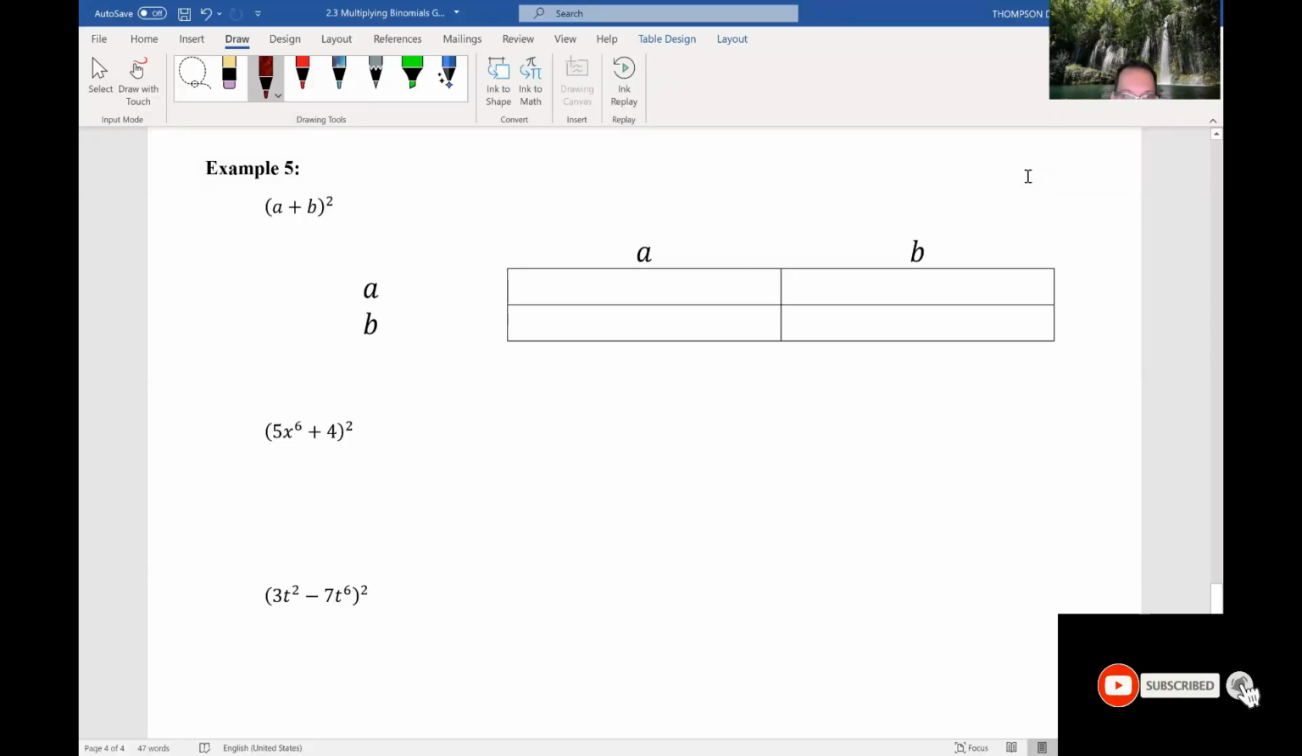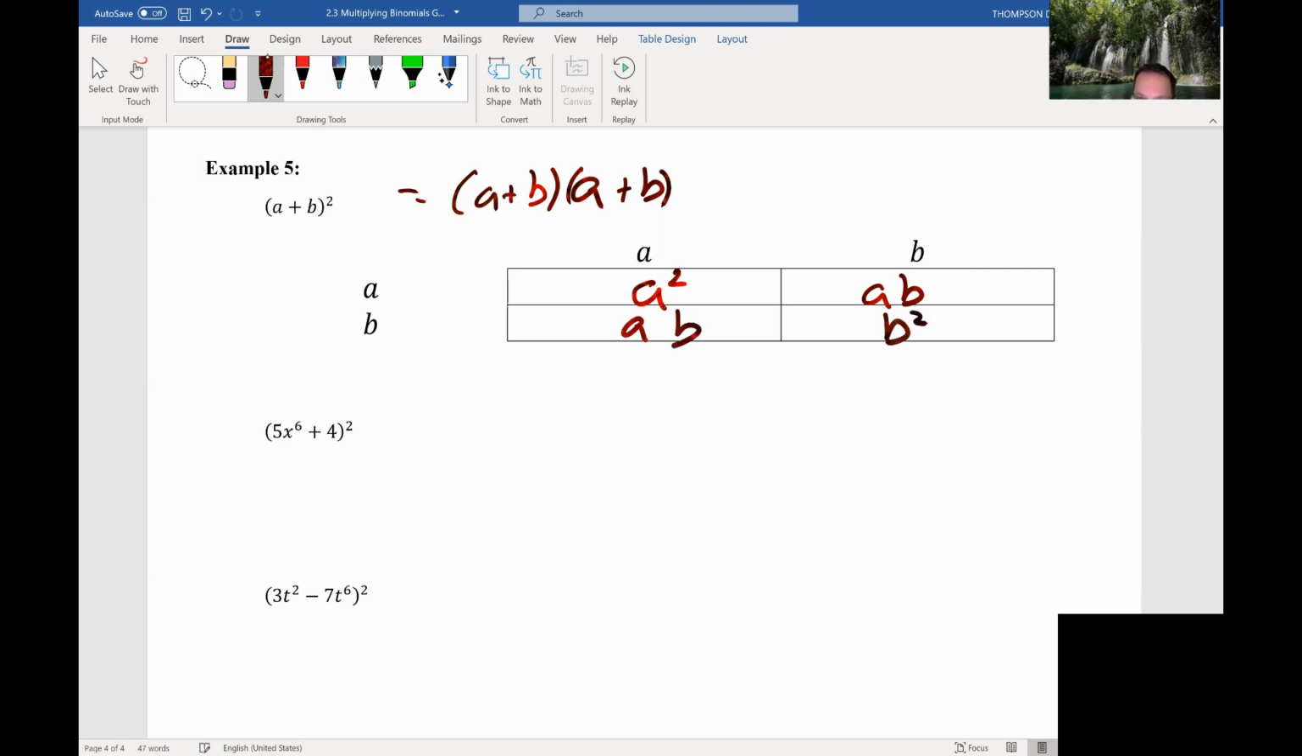Example 5, we have a plus b quantity squared. So first we'll solve it using the box. So you can just write a plus b, a plus b. So a times a is going to be a squared. A times b is going to be ab. Again, b times a is going to be ab, and b times b is going to be b squared. So our final answer is going to be a squared, there's 2 ab's, plus 2ab, plus b squared.